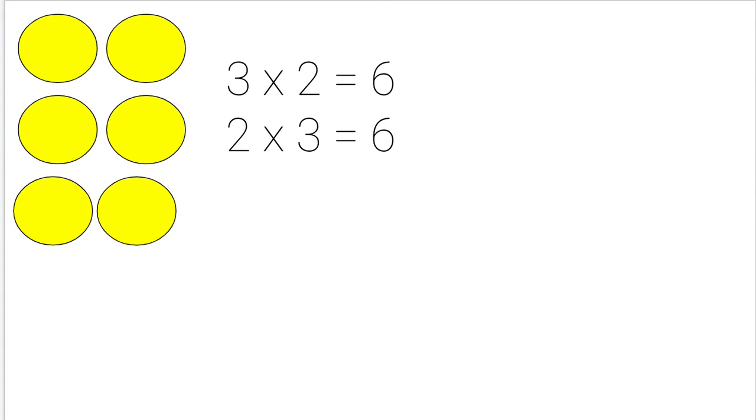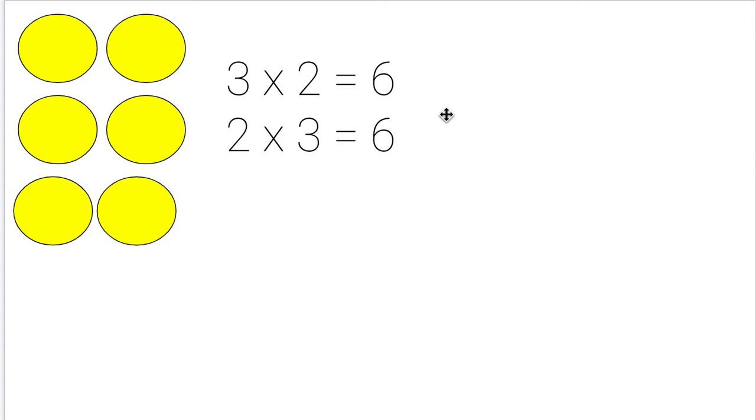Awesome job. All right, so that was our warm-up, and now we're going to continue real quick with just reviewing arrays. So I want us to see how over here, remember my first number is how many rows? 1, 2, 3. I have 3 rows times how many in each row? 1, 2. 3 times 2 equals a total of 6.